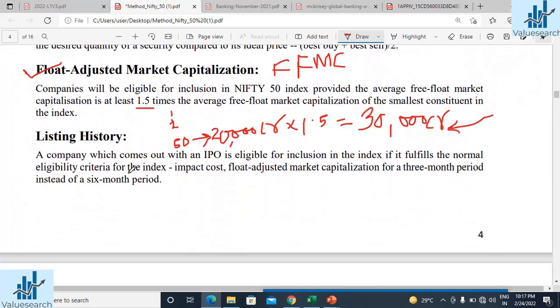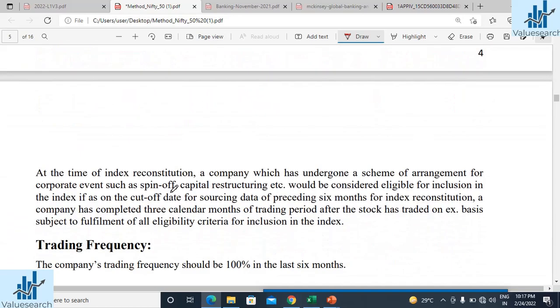For already listed companies, let's say a company is listed in the stock exchanges for the last 1 year, so for the last 6 months these companies have to follow this rule. But for a company that is hitting the market through an IPO, these conditions that we just discussed should be followed for the 3 months period only instead of 6 months.